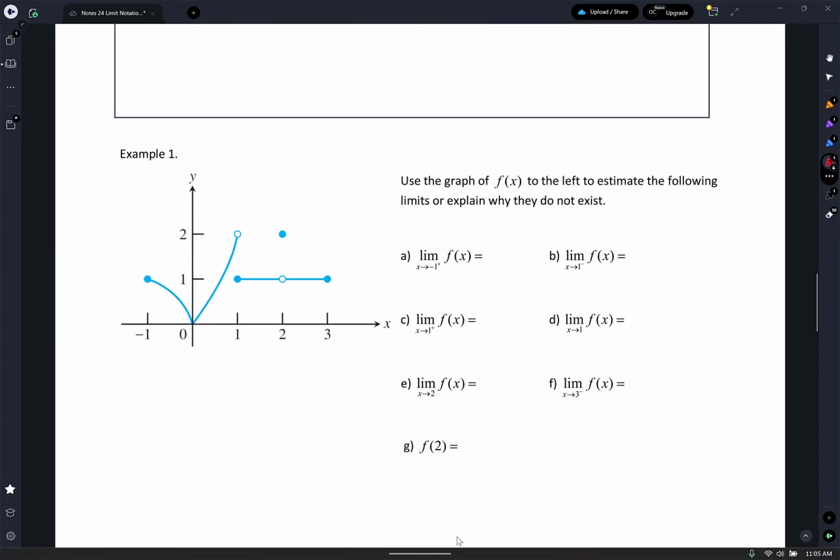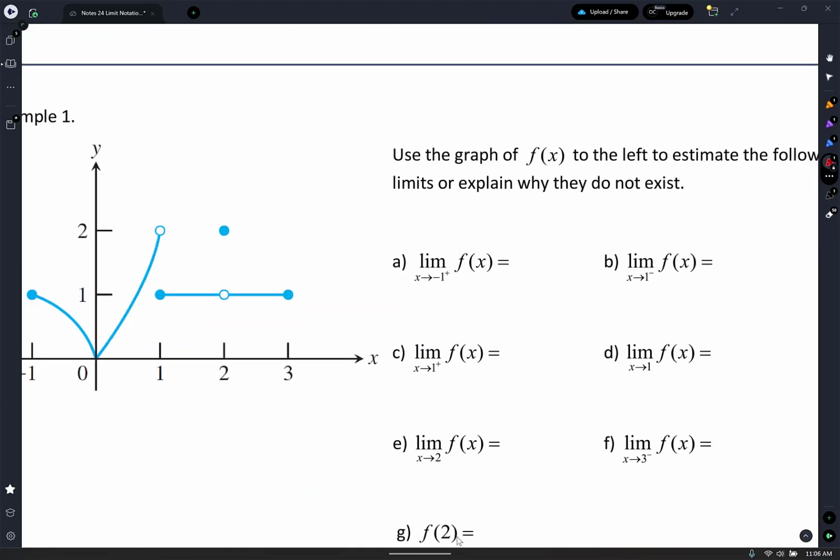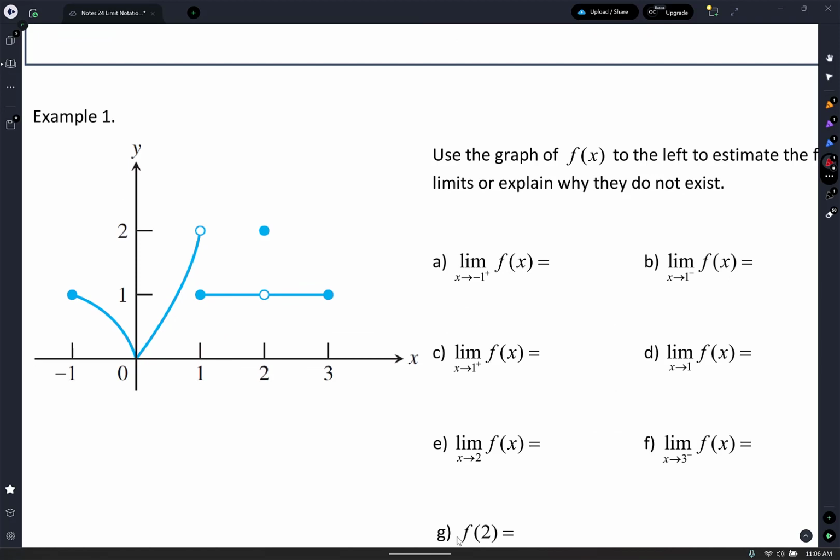All right, we have a picture. I'm going to start with letter A. Limit as x approaches -1, and it has a plus symbol, so that means from what direction? The right. There's only one way to approach. So here we go. I'm approaching -1 from the right-hand side. What's that y value? 1. That's the only way you can approach. There's only one direction. That's the domain. That's an endpoint.